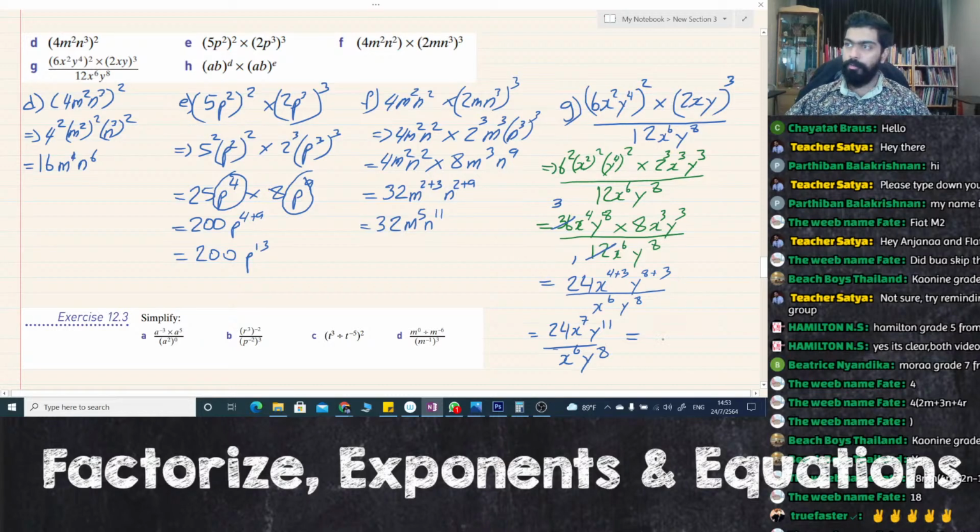All right, so the final answer, what we would have here is 24 x to the power of 7 minus 6 and y to the power of 11 minus 8, right? So the final answer is 24x y to the power of 3, right guys? So this would be our final answer. This would be your final answer. If you got the answer same, guys, let me know if you got it same or if you did not get it same.